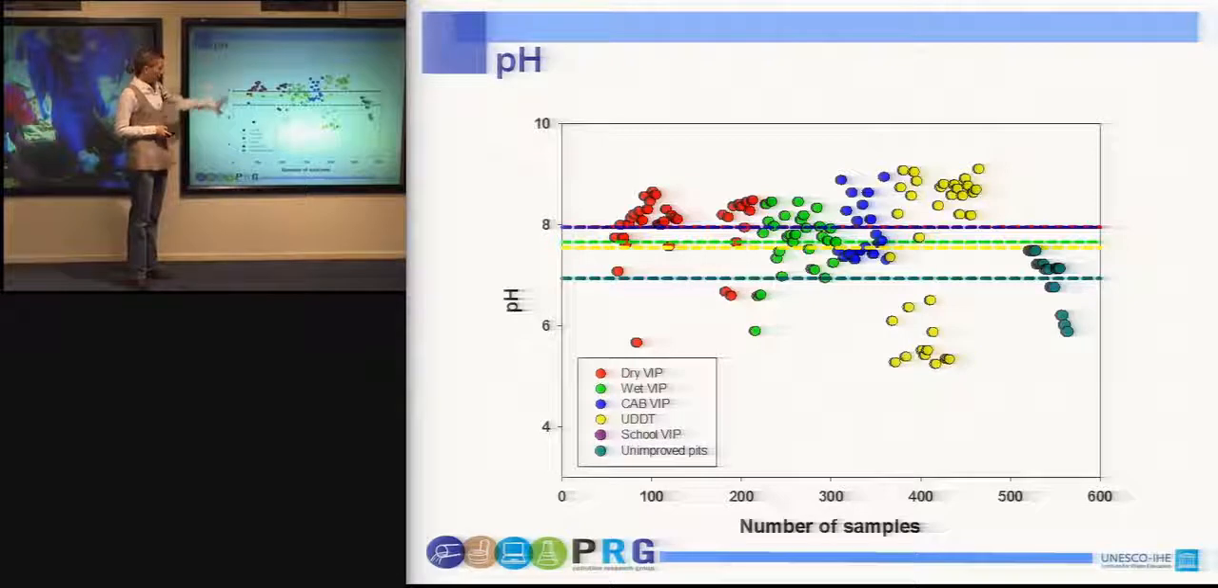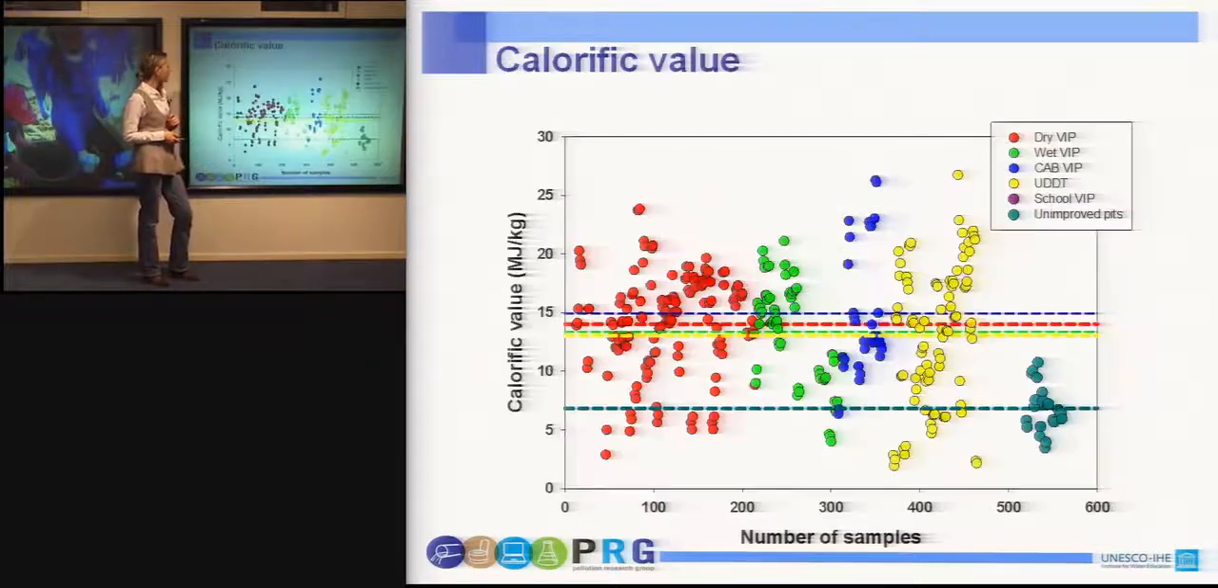The pH variation was also quite significant. However, we had established a range. The average values, for example, for dry and wet VIPs was something between 7.5 to 8.